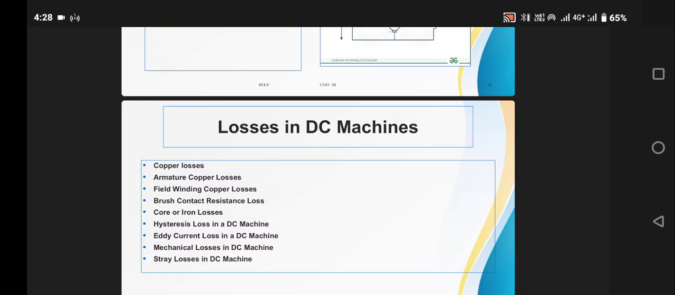Then we will see what losses occur in DC machines. In both DC motors and generators, a number of losses normally occur. Some of the losses are copper losses, armature copper loss, field winding copper loss, brush contact resistance loss, core losses, which are also called iron losses, hysteresis loss, eddy current loss, mechanical loss, and stray losses.